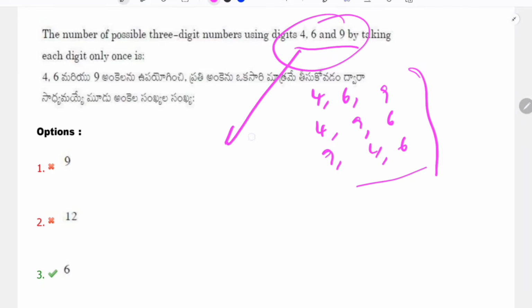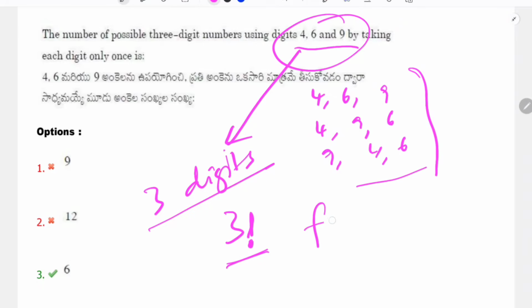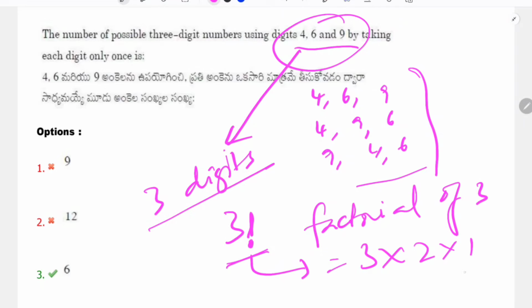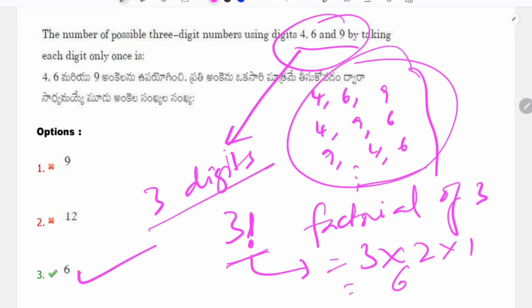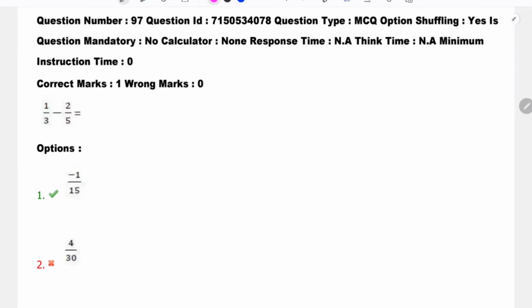If there are 3 digits, how many arrangements can we make? That is factorial of 3. If you have 3 digits, then you have to take factorial of 3. What is the meaning of factorial of 3? This means 3 multiplied by 2 multiplied by 1. 3 twos are 6, 6 ones are 6. So you will get 6 combinations. Clear? So if it is 4-digit numbers, how many combinations? Factorial of 4, 4 into 3 into 2 into 1. Like this you have to make. This is also very easy if you know the technique.